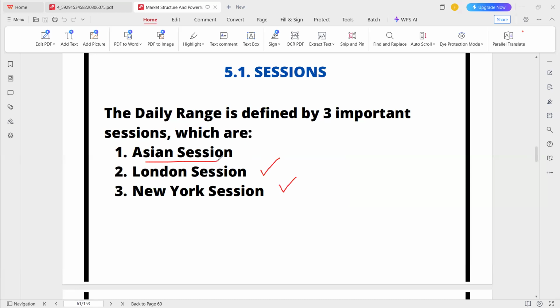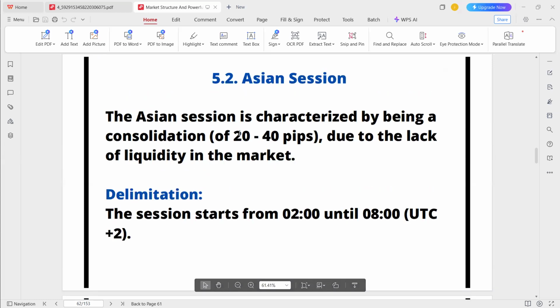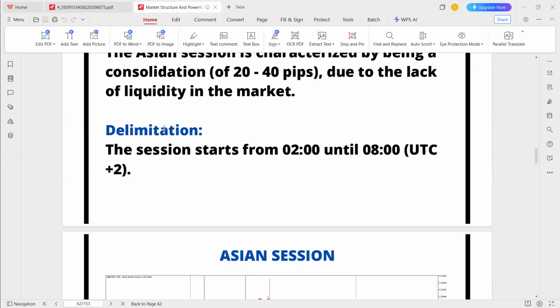Land Asian session, that's when it's evening. So figure out which session you'd like, or which session works for you, depending on your schedule, your time zone, and things like that. So the Asian session is characterized by being a consolidation of usually 20 to 40 pips due to lack of liquidity in the market.